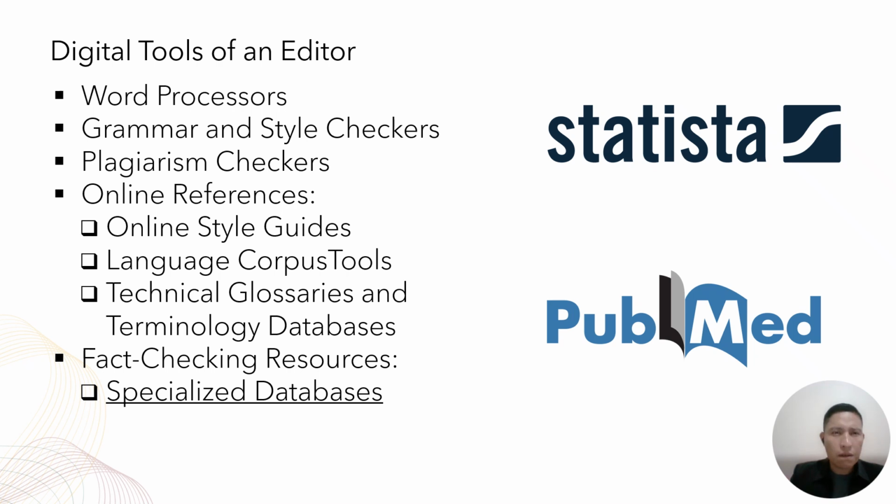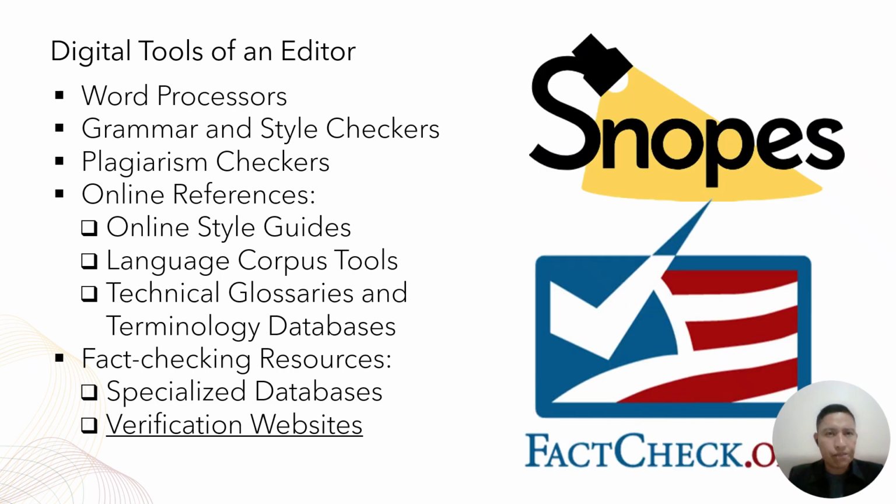Then we have fact-checking resources. These tools are used by editors to check the accuracy of data. An example of these are specialized databases such as Statista and PubMed. These are used for reliable statistics and studies. Then we have verification websites like Snopes and FactCheck.org. This is to confirm claims and quotations.